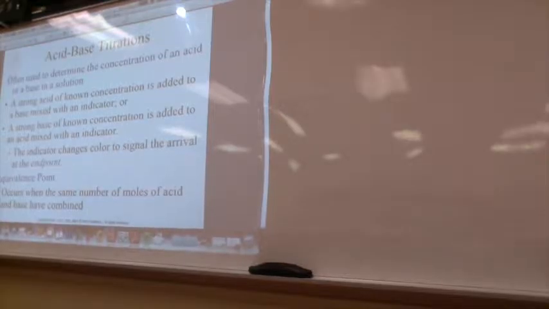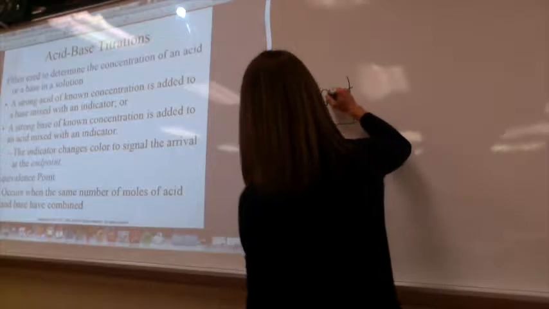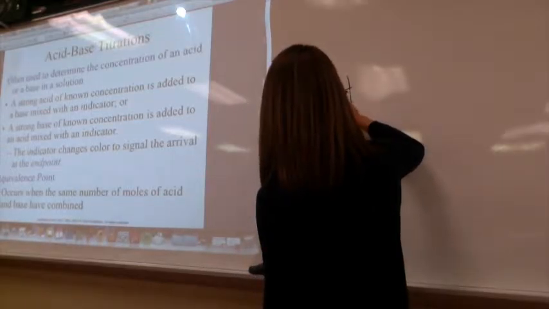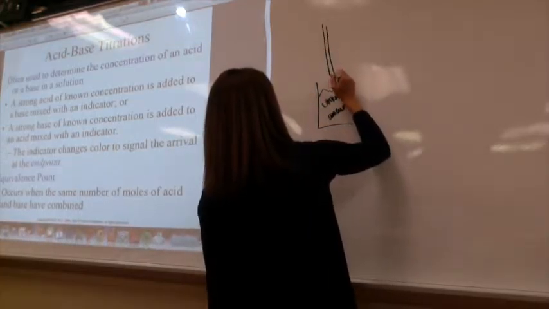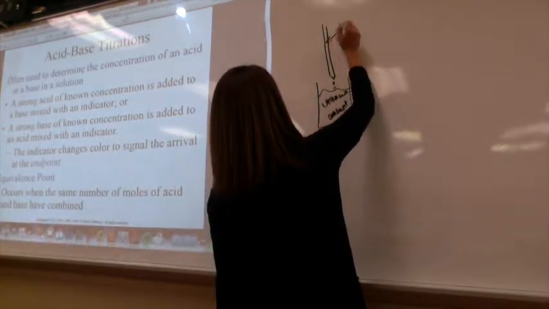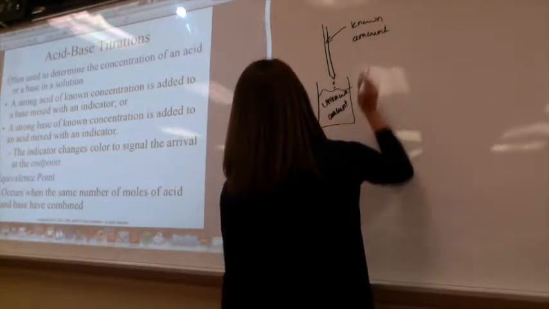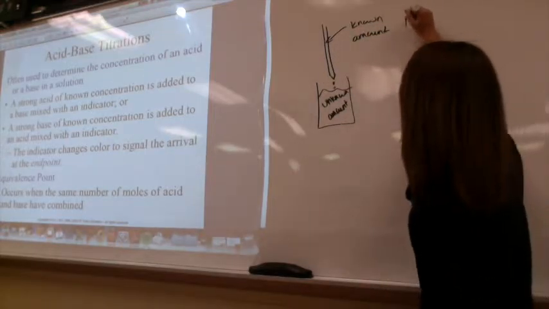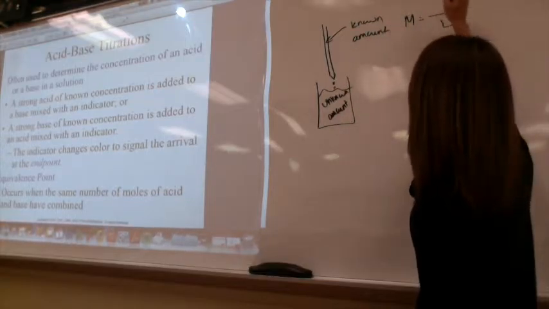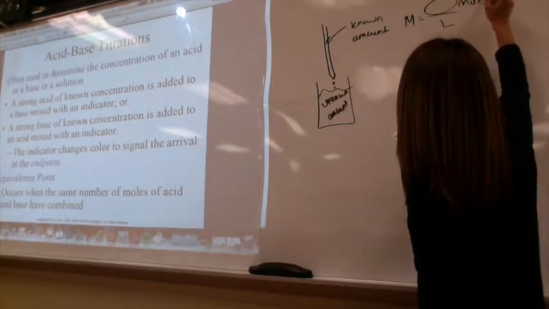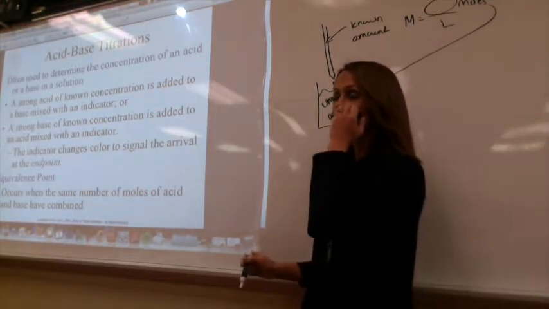You have something in your beaker, say, floating around with an unknown amount. We don't know how much is in here. It could be an acid, it could be a base, and then you use your burette and you dropwise add in a known amount of substance. And so if you know how much you've added in and you know what the molarity is and you know what the volume is that you add in, you could figure out how many moles you ended up putting into this solution. Your moles will equal your moles when the reaction's over.